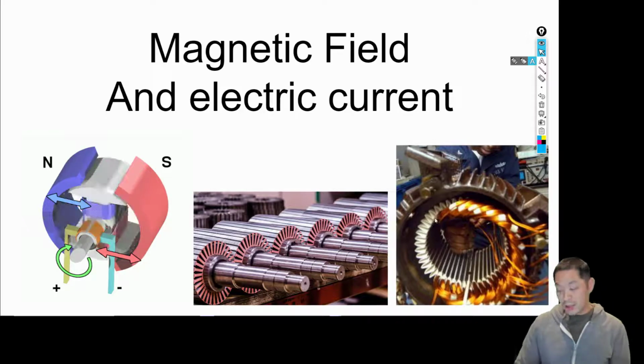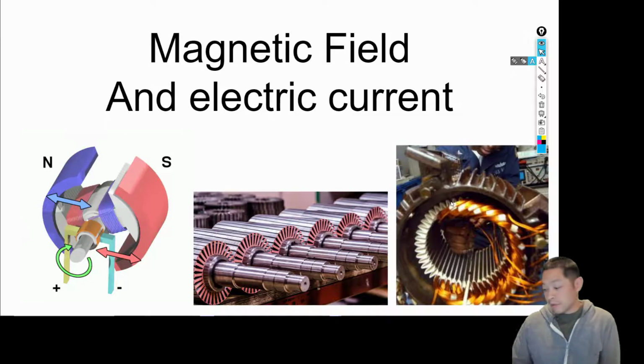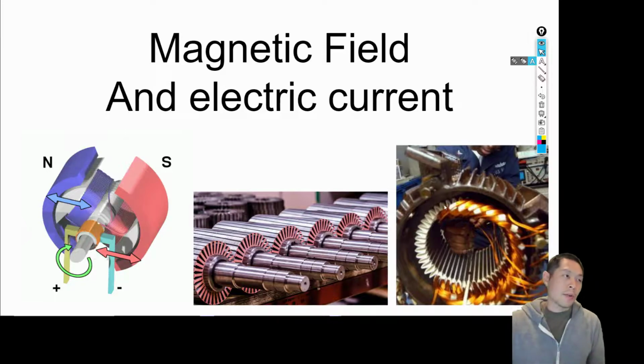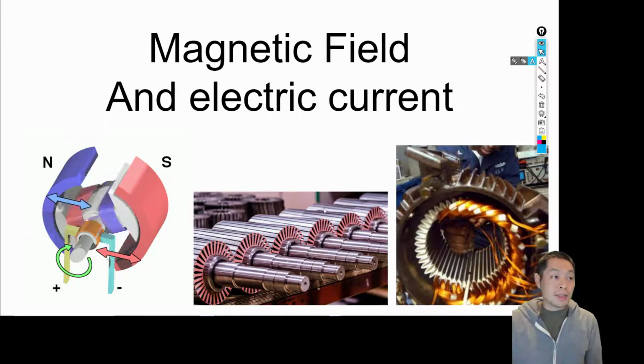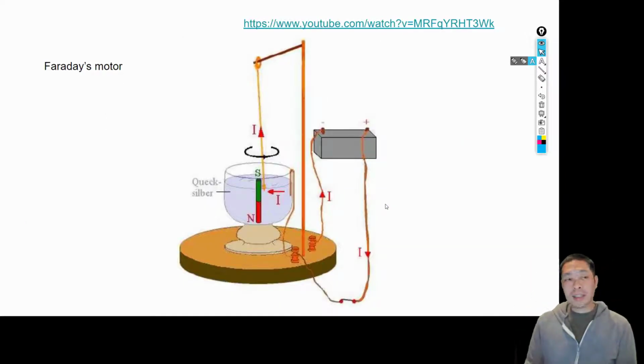So the main concept that we're going to get to is the significance of this loop right here within the generator or the motor itself. And then next lecture we'll talk about how the loop itself eventually becomes motion. So before we get there, we have to understand how we eventually got to this technology. It had to do with Michael Faraday.